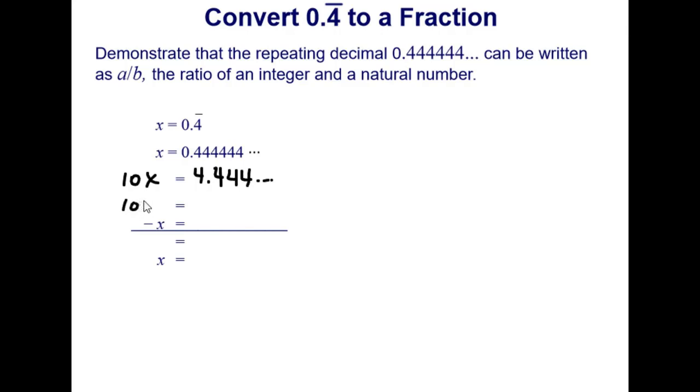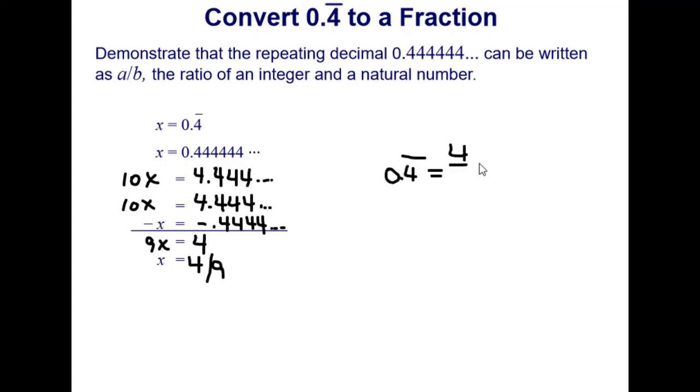4.4444 repeating. So if we have 10x equals 4.4444 repeating, we need to get rid of that repeating part, so we'll subtract x from both sides. So we'll subtract 0.4444 from the right. That'll give us 9x equals 4. And if we divide both sides by 9, we'll have x equals 4 over 9. So that gives us that 0.4 repeating, that repeating decimal, is the same as the ratio of 4 over 9.